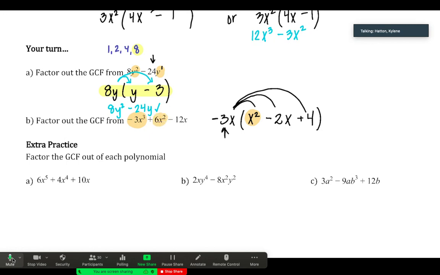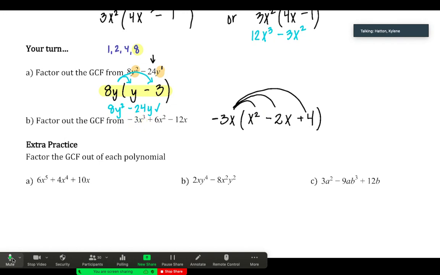And then 6x squared divided by this -3x. Well, 6 divided by -3 is -2. And then the x squared divided by the x leaves you with x. And then -12x divided by this -3x. Well, -12 divided by -3 is 4. And then x divided by x just cancels out to 1. So we end up with the same thing. Like I keep saying, it's kind of up to you on which way you prefer.